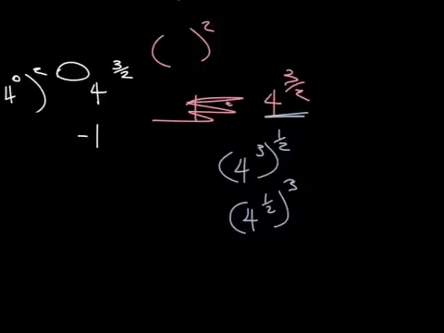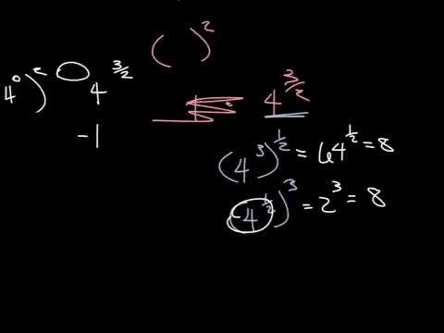Doesn't matter how you write it, because when you multiply these, you're going to get 3 halves, so it doesn't matter what order. So if you did it this way, you're going to get 4 times 4 is 16 times 4 is 64. Square root of 64 is 8. Or you're going to take the square root of 4 and get 2 and cube it. 2 times 2 is 4 times 2 is 8. So whichever way you want to do it is fine.